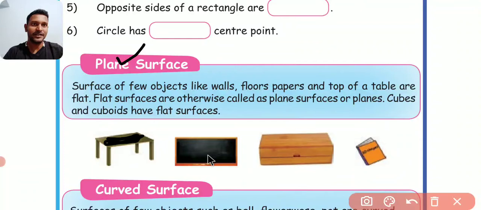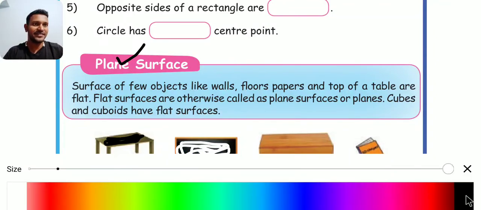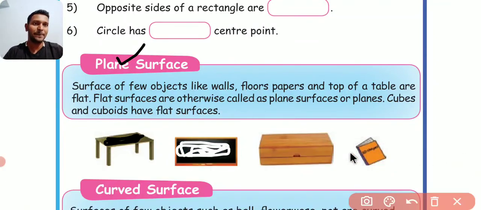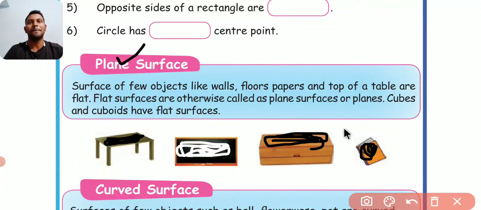This is flat. This flat surface is called what? Plane surface. You see in this suitcase, the top is flat. This flat surface is called plane surface. In a book, the top has a flat surface, that is called plane surface. That's all. Plane surface is nothing but flat surface.